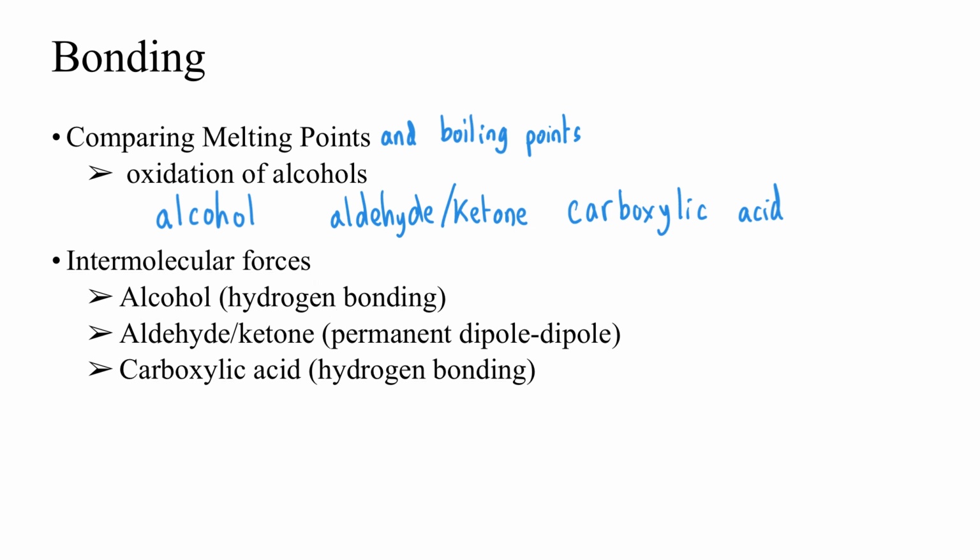Connected to this and the justification for the pattern in boiling points are intermolecular forces, because alcohols have hydrogen bonding, which are a stronger type of intermolecular force than aldehydes and ketones, which only have permanent dipole-dipole forces, and carboxylic acids have hydrogen bonding. Connected to this, they could also ask you to draw the hydrogen bonding present in a substance, and if we're linking it to the oxidation of alcohols, it's very likely that this might be between 2 molecules of methanol, for instance.